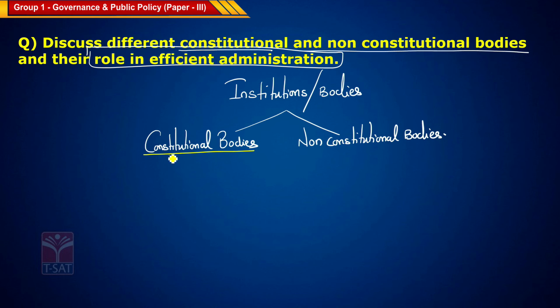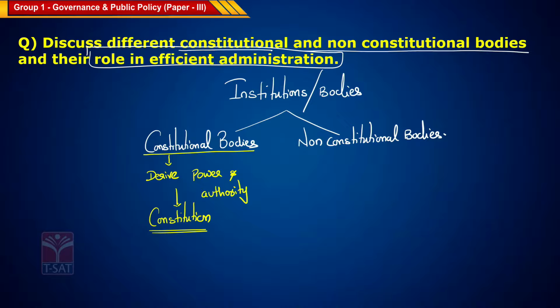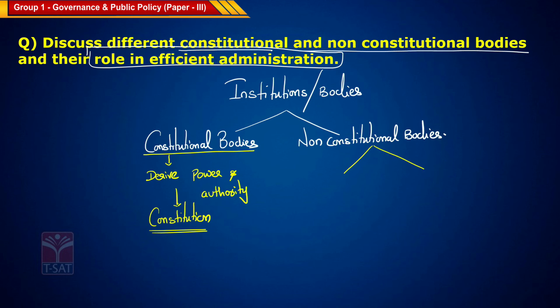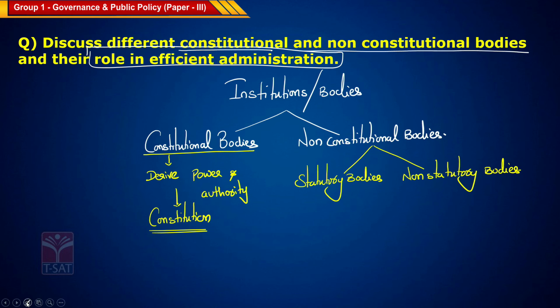Constitutional bodies are those bodies which derive their power and authority directly from the Constitution. Whereas the non-constitutional bodies are further divided into 2 types. The first one is called statutory bodies and the second one is called non-statutory bodies.